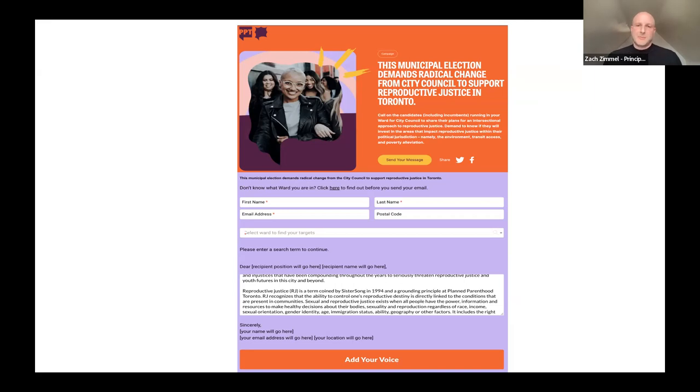This was a way to apply pressure on candidates running for city council beforehand and ask them to make a plan so that the community could decide what made the most sense for them when election time came around.